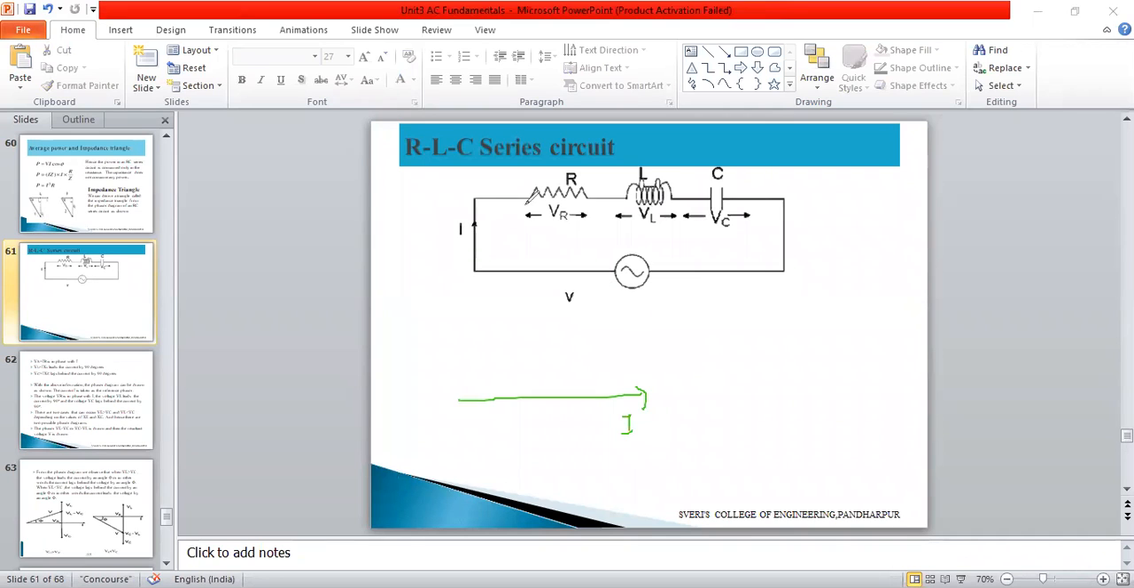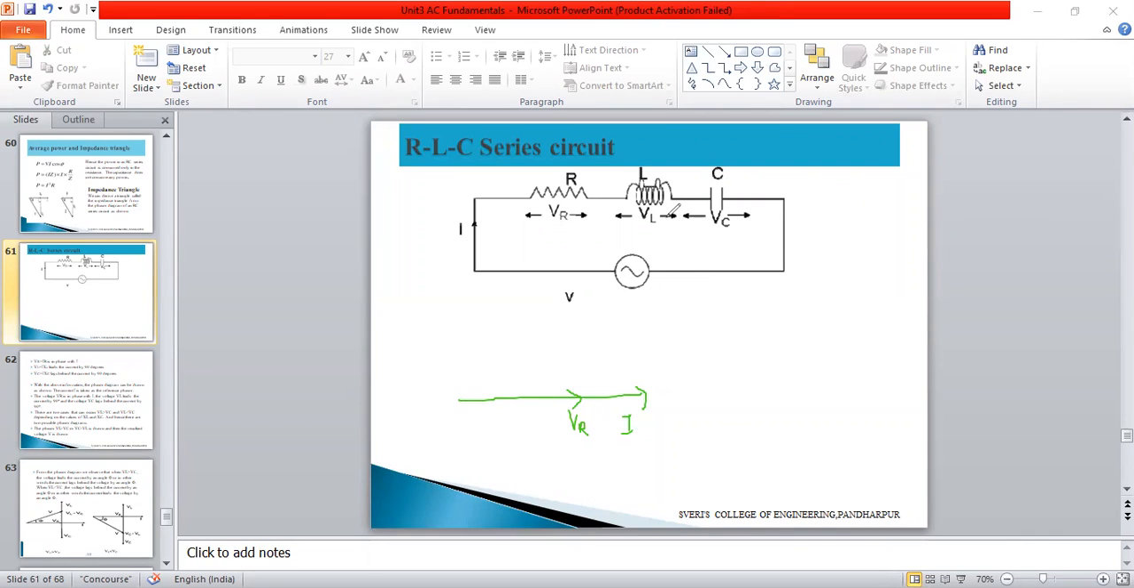When the current flows through the resistance, the voltage drop across the resistance is in phase with the current. That is called VR. From VR, the voltage drops across both L and C are considered, because VL is greater than VC, so we can write VL minus VC. Both are reactive components.